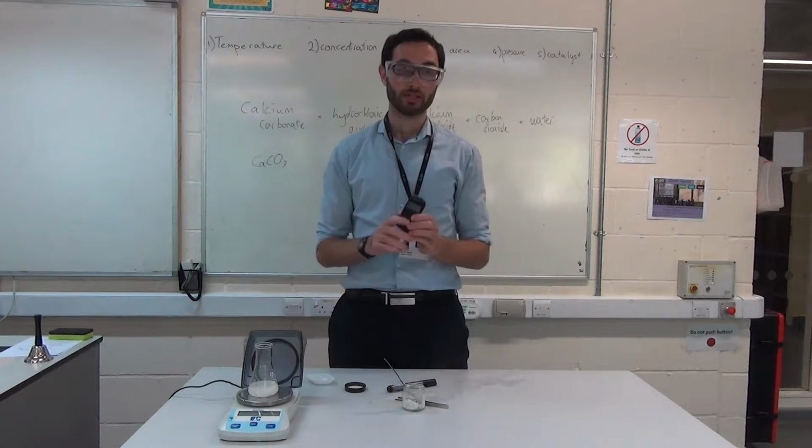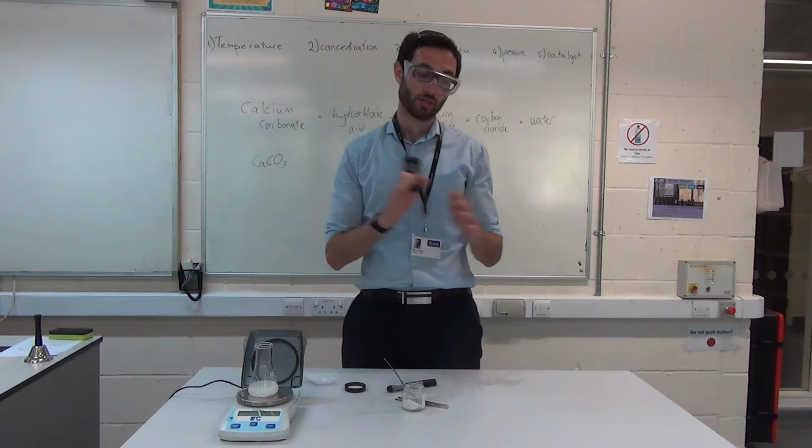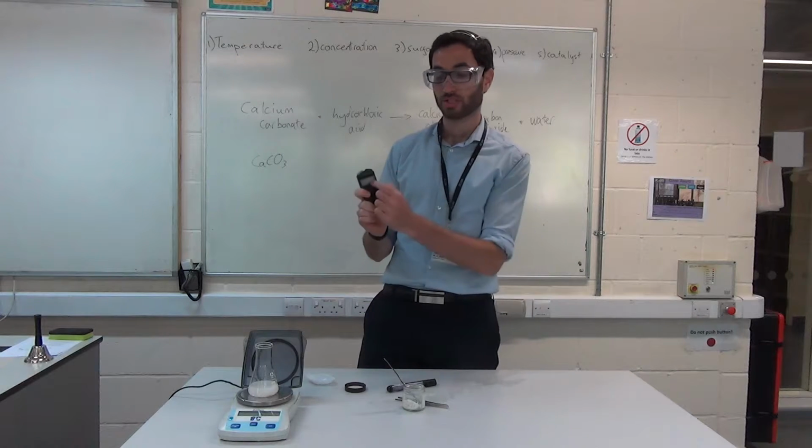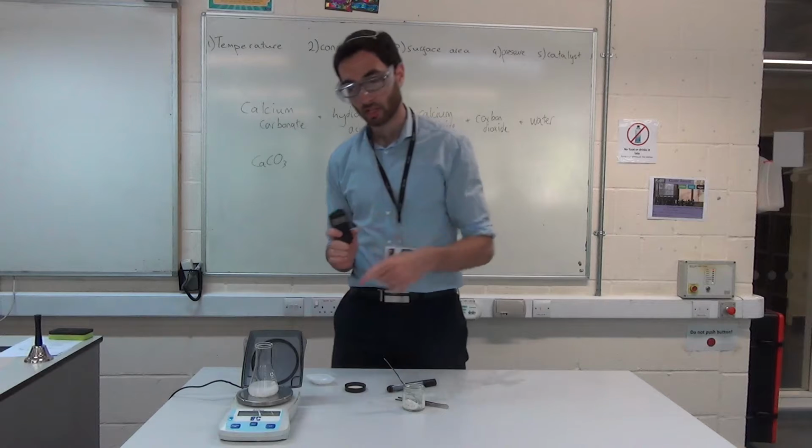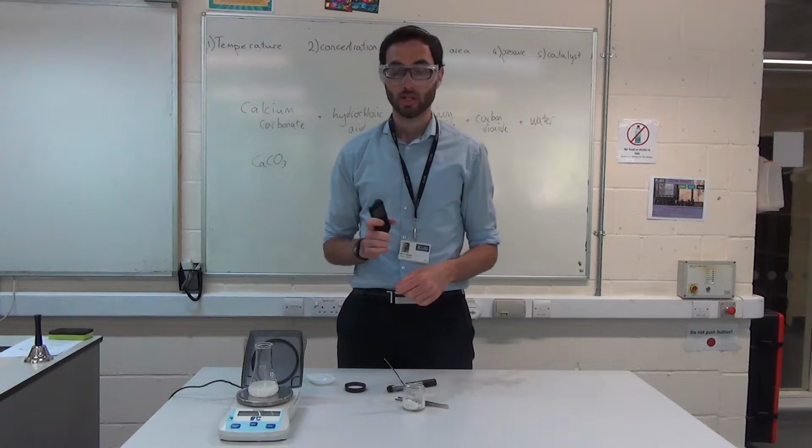Now what I'm going to be doing is, I've got 2 ways of measuring this rate. Either I can take the rate every, say, 30 seconds. So as soon as this hits 30, I'll look at the mass and I'll write that down. When it hits a minute, I'll look at the mass, I'll write it down again.